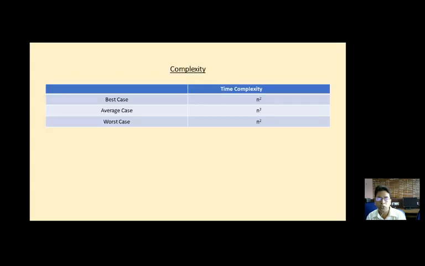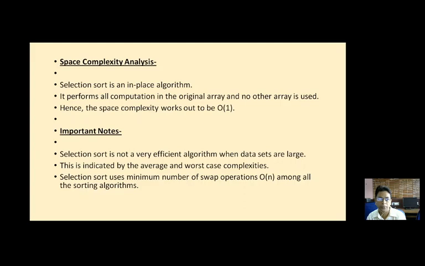So the selection sort shows a consistent time complexity of n square in the best case, average case, and worst case. It's not like insertion sort, which in the best case shows a complexity of n, which we have already studied, but it shows uniform behavior and the same complexity in the best case, average case, and worst case.